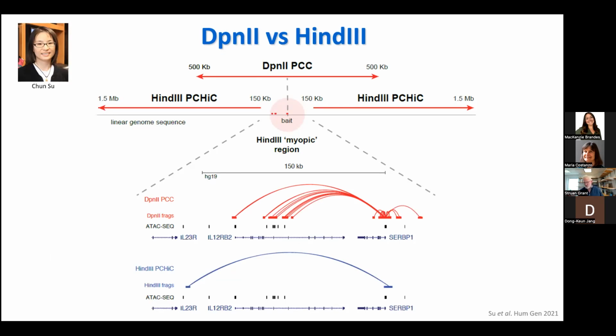What we observed by doing a head-to-head comparison was, at the bottom here, with HindIII and the bigger chunks, we could only see these more distant interactions, whereas with the DpnII red regions, we could see many more interactions nearer the bait, near where the probe was. And so we could get around that potential myopia that was in lower resolution Hi-C. If it was the nearest gene at a given locus, then we had more likelihood of seeing it.